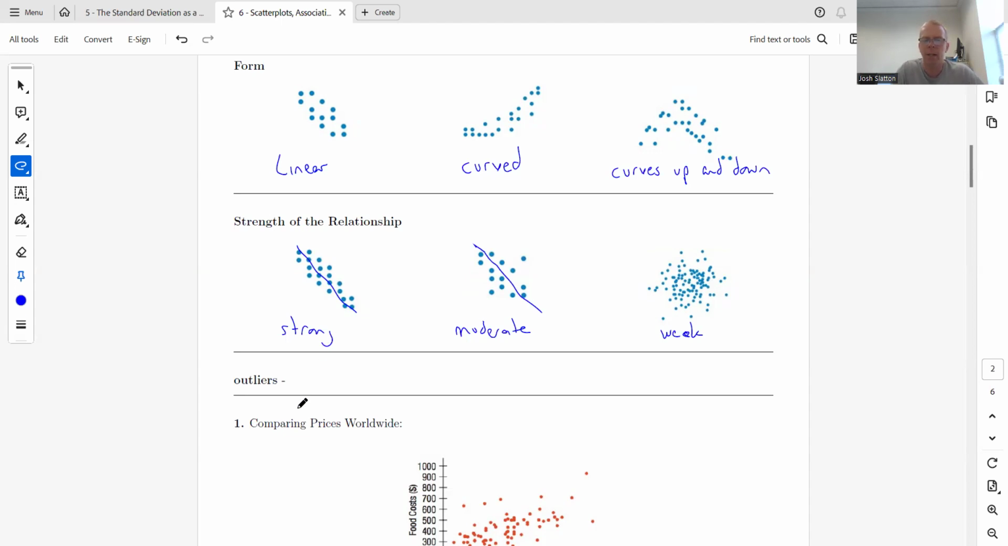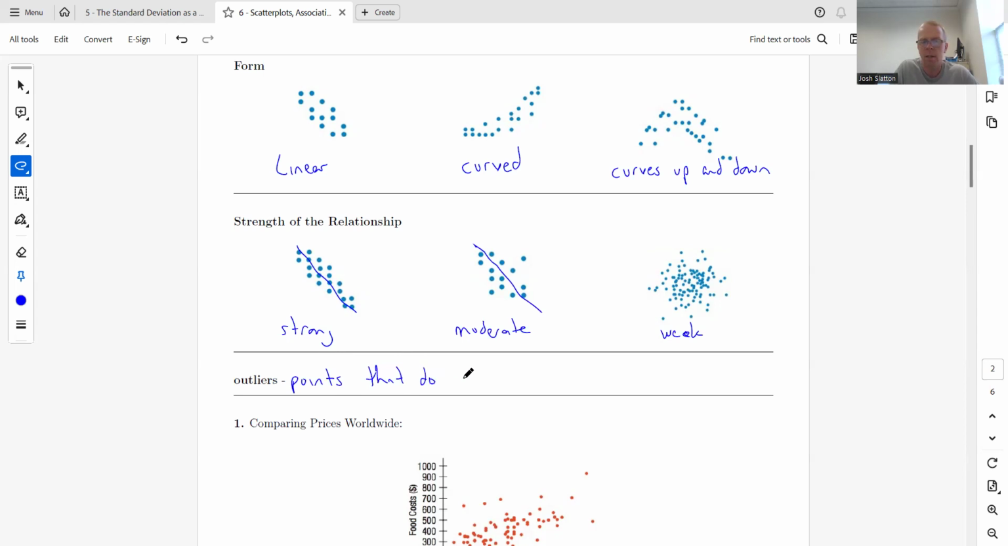Then we have outliers. Outliers, these are basically the same thing as what we saw in chapter 2. But now we're in a two-dimensional world. So we're going to say this a little bit differently than what we said before. In chapter 2, we defined outliers as points that are far from the rest of the data. In this chapter, outliers are points that don't fit the pattern.